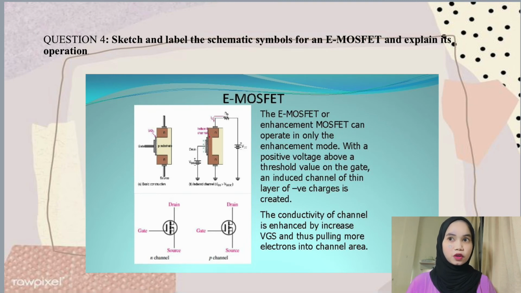Okay, for question 4, sketch and label the schematic symbols for an E-MOSFET and explain its operation. The E-MOSFET or enhancement MOSFET can operate in only the enhancement mode with a positive voltage above a threshold value on the gate, and an induced channel of thin layer of positive charge is created. The conductivity of the channel is enhanced by increased VGS and thus pulling more electrons into the channel area.